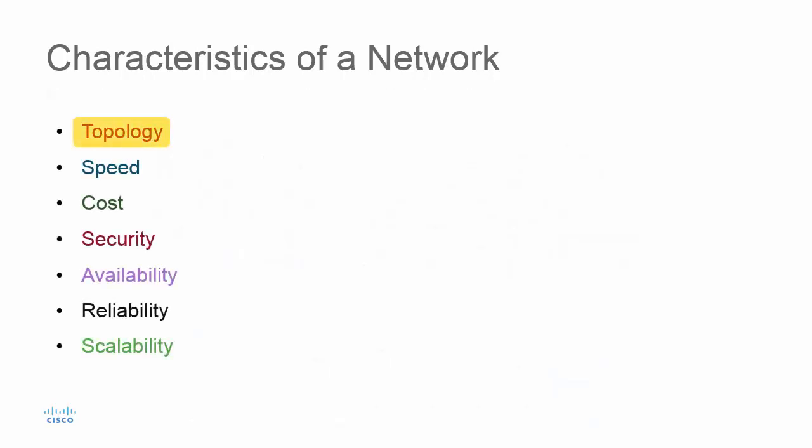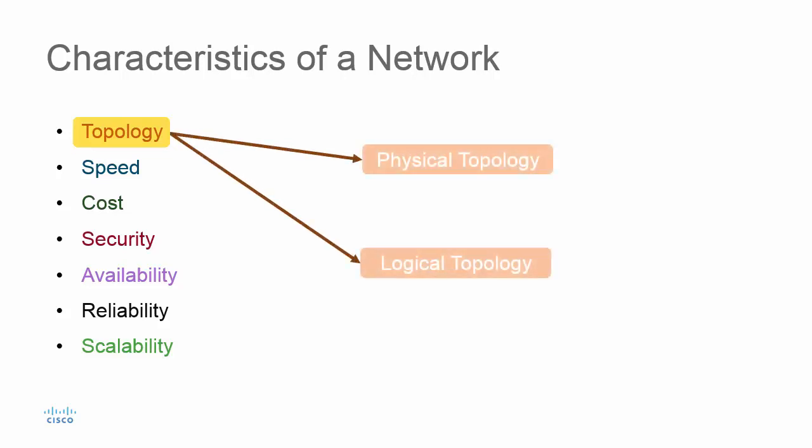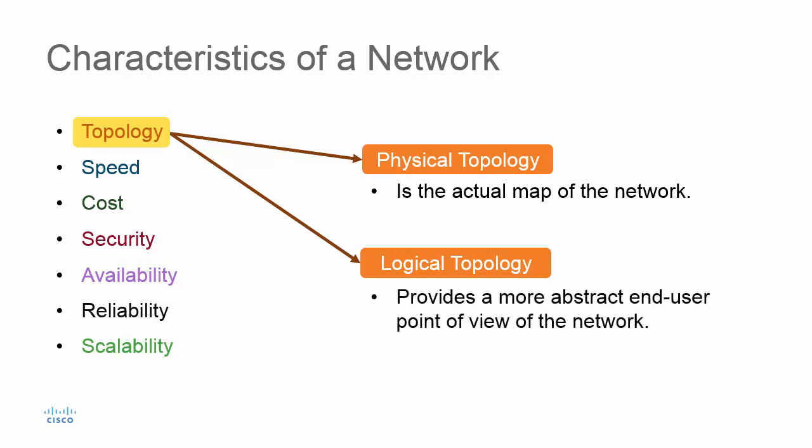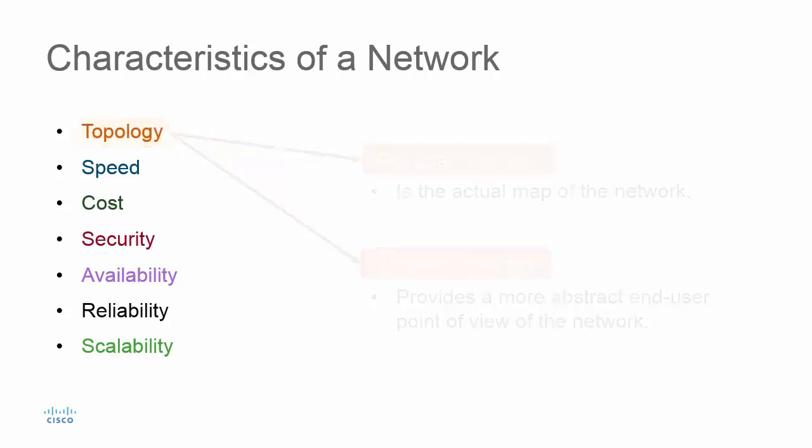Topology is one of the most important specifications for network administrators, and there are two kinds of topologies: a physical topology and a logical topology. A physical topology is the actual map of the network. It will have everything marked down exactly how it is to the last cable. A logical topology, on the other hand, provides a more abstract end-user point of view of the network, where exact elements on the way to the destination do not matter.